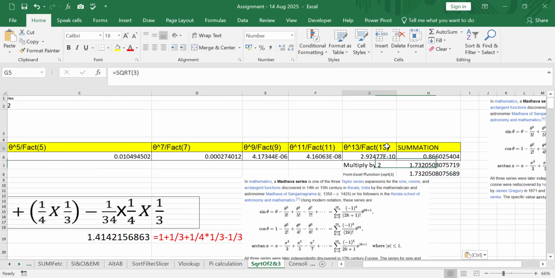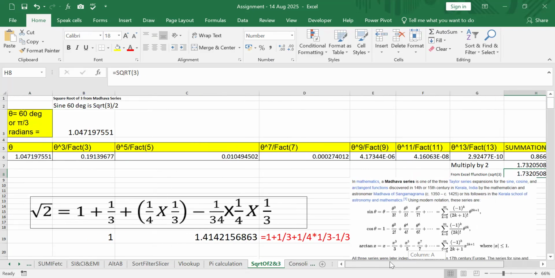Now, if I use, instead of 13, I can go to 15, 16, 17 and 19, etc. It will become more and more accurate because this goes up to infinity. I've only taken up to 5 terms.